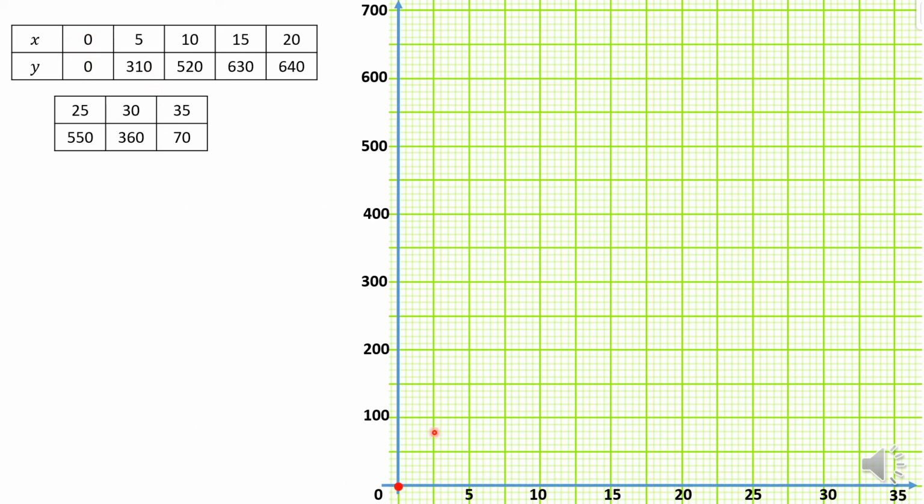Now you also need to understand something before you start plotting. What does one little square here represent? One little block here represents nothing but 10 units. So in order for me to find (5, 310), it will be somewhere around there. Okay, so that is what I expect for that particular question.